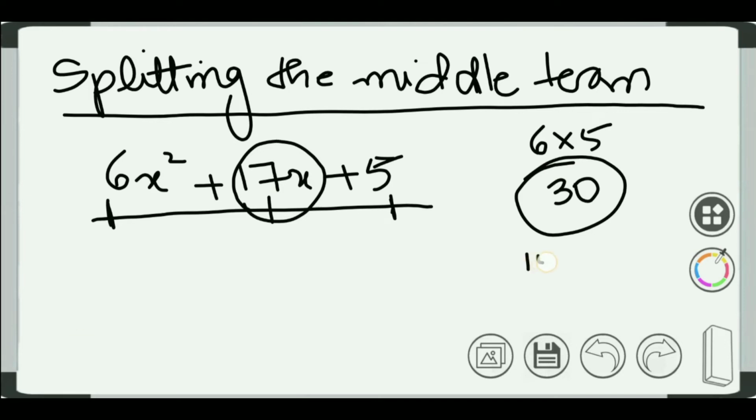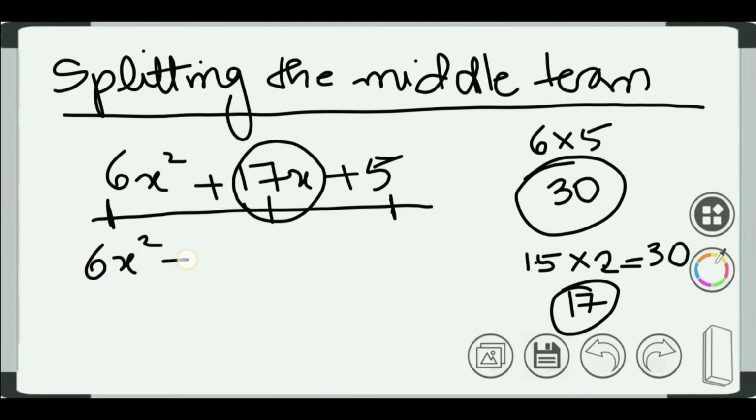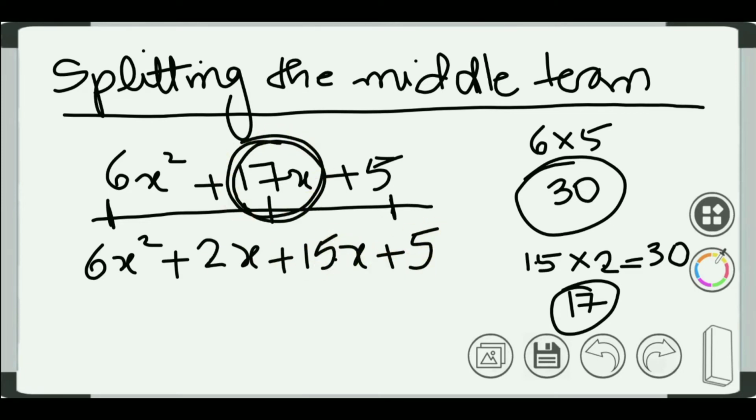You can take 15 into 2. 15 into 2 is 30. What is 15 plus 2? 17. So you can take 15 and 2. So you have taken 6x square plus 2x plus 15x plus 5. I have split this 17x into 2x and 15x. Now we will take the common terms here. What is the common term in 6x square and 2x? You can take 2x outside. 2 into what is 6? 3. 1x we have taken out, and 1 more x is there.